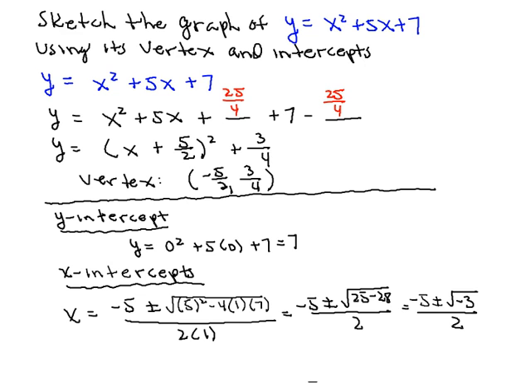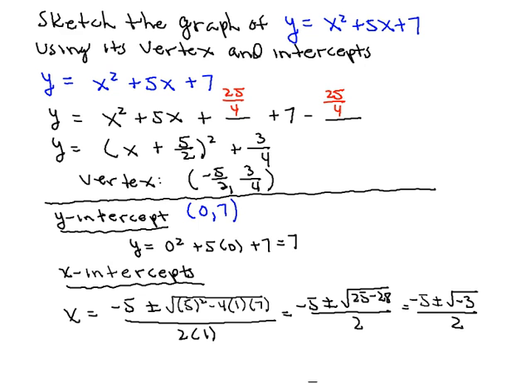So let's next find the intercepts for the graph. And for the y-intercept, you can see that what I've done is substitute 0 for the x, and the y value then turns out to be 7. So we can say that the y-intercept will be the point 0, 7.